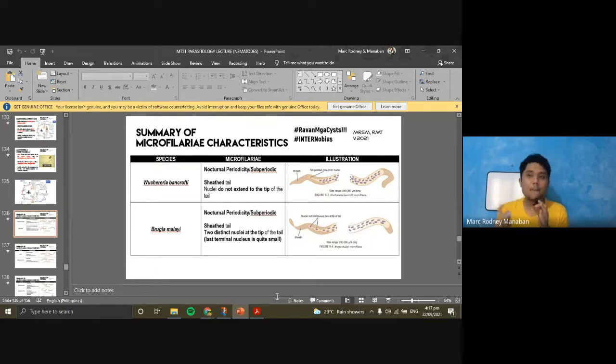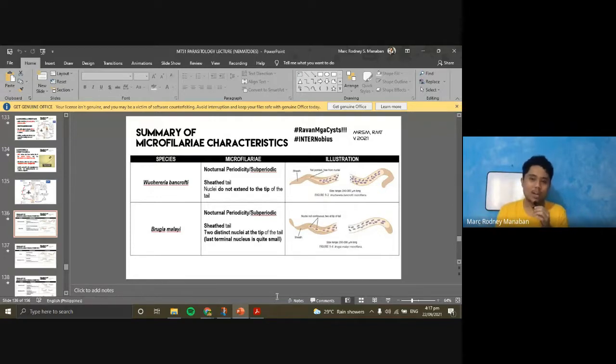So how do we remember? Brugia, letter B, is the second letter in the alphabet. So two. It has two nuclei at the tip of the tail. Alright? Please take note. Again, Brugia malayi, two nuclei at the tip of the tail.